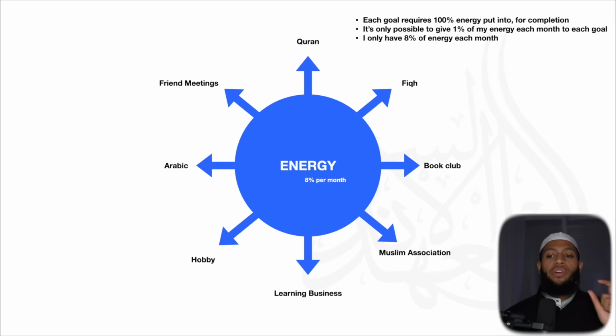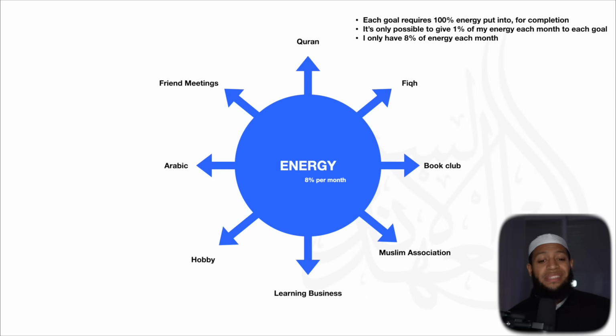Now, each goal requires 100% energy put in for completion. The first one, Quran: you want to memorize the Quran, it requires 100% put in order for you to complete that goal. Fiqh: you want to learn all of these chapters of fiqh, it takes 100% of your energy as well. You want to be part of the book club, and obviously it will take 100% as well for you to accomplish the goals that are required for you to be part of that.